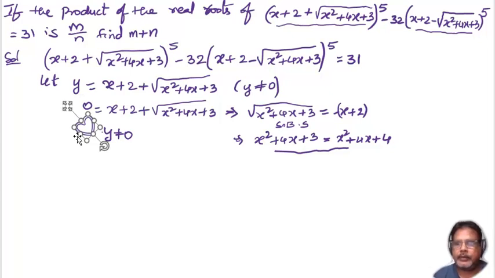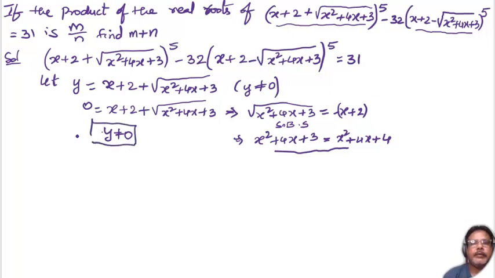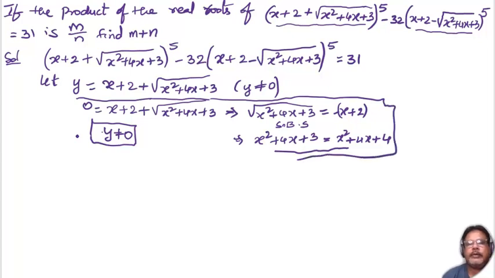So y is not equal to 0. That is confirmed, y cannot be 0. This is the extra part we are doing. You may have a doubt about why it is not equal to 0. If it is 0, what will happen? Not possible.